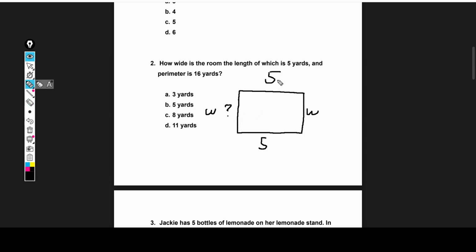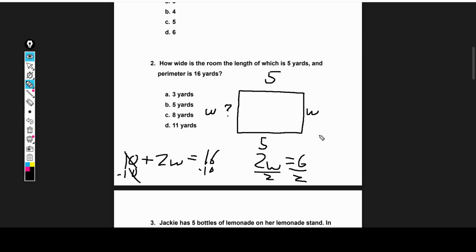So we have all of these sides added together is equal to 16. So we can get an equation from that. So if we add up these sides, we get 5 plus W plus 5 plus W. So that ends up being 10 plus 2W. And that is equal to 16. And now, like the last problem, all we have to do is subtract to cancel because we want to isolate the variable. So we end up with 2W. 16 minus 10 is 6. And then we divide both sides by 2. And you end up with W equals 3. So our final answer is 3 yards. A.